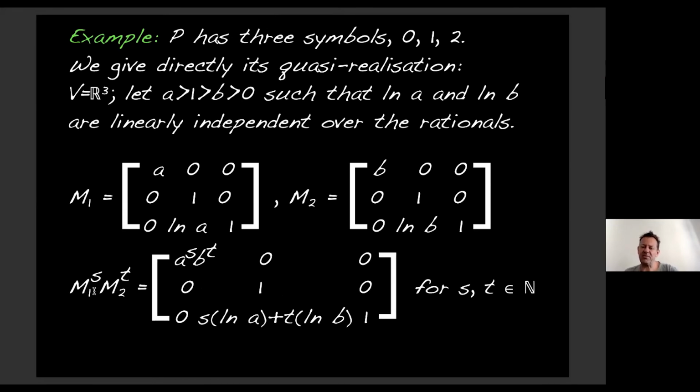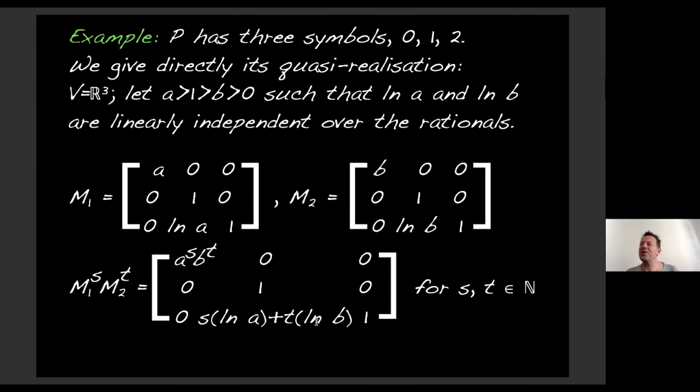What happens is when we multiply them, we have to form words of zeros, ones, and twos. Let's look at a sequence only of M1 and M2. First of all, they commute. In fact, writing this A and this log A here is a representation of the multiplicative group. If I write M1 to the S, M2 to the T, or any sequence with S D1s and T D2s, because I just have a number, I get A to the power S, B to the power T. And the off-diagonal element in the Jordan block, they add, with weight S log A plus T log B.